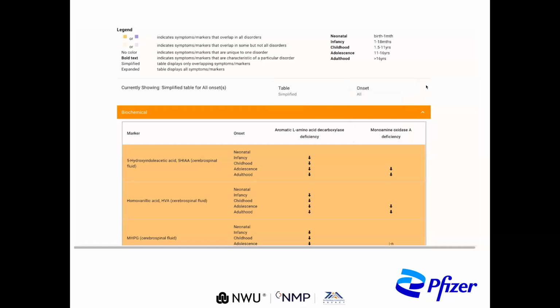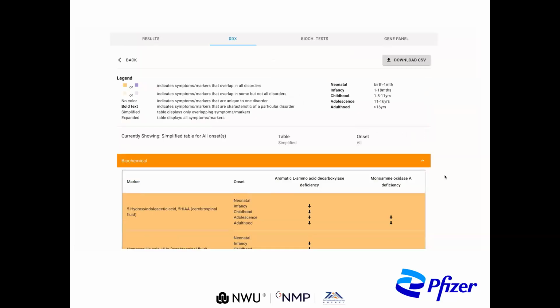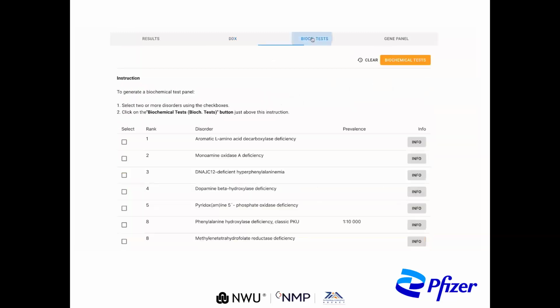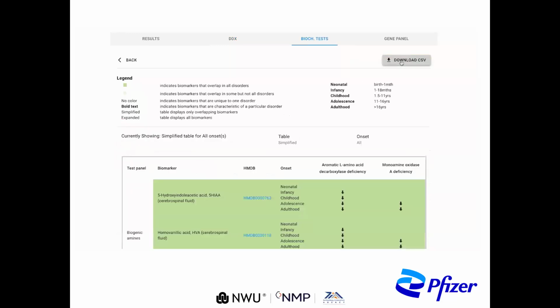Using our case study as an example, we see that patients with AADC deficiency are more likely to present decreased levels of HVA and 5-HIAA in infancy and childhood than patients with monoamine oxidase A deficiency. The biochemical tests can help with your diagnosis by listing tests that could differentiate between disorders. Again, select 2 or more disorders and click Biochemical Tests to generate an alphabetical list of assays that could help to confirm a diagnosis.